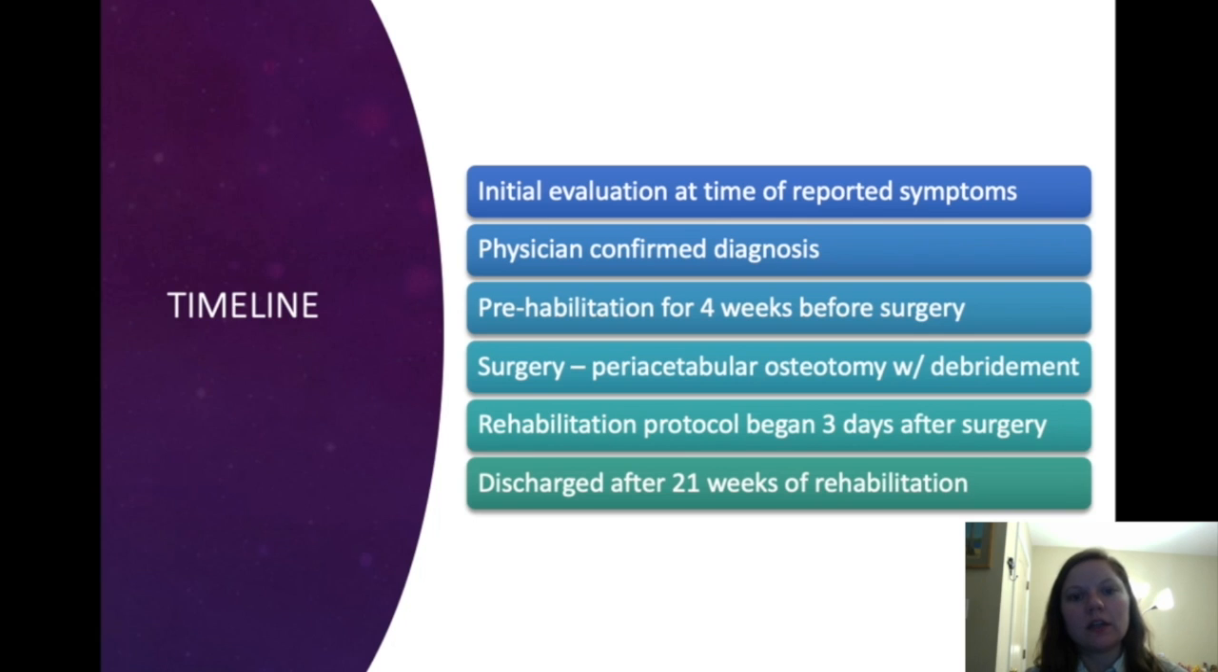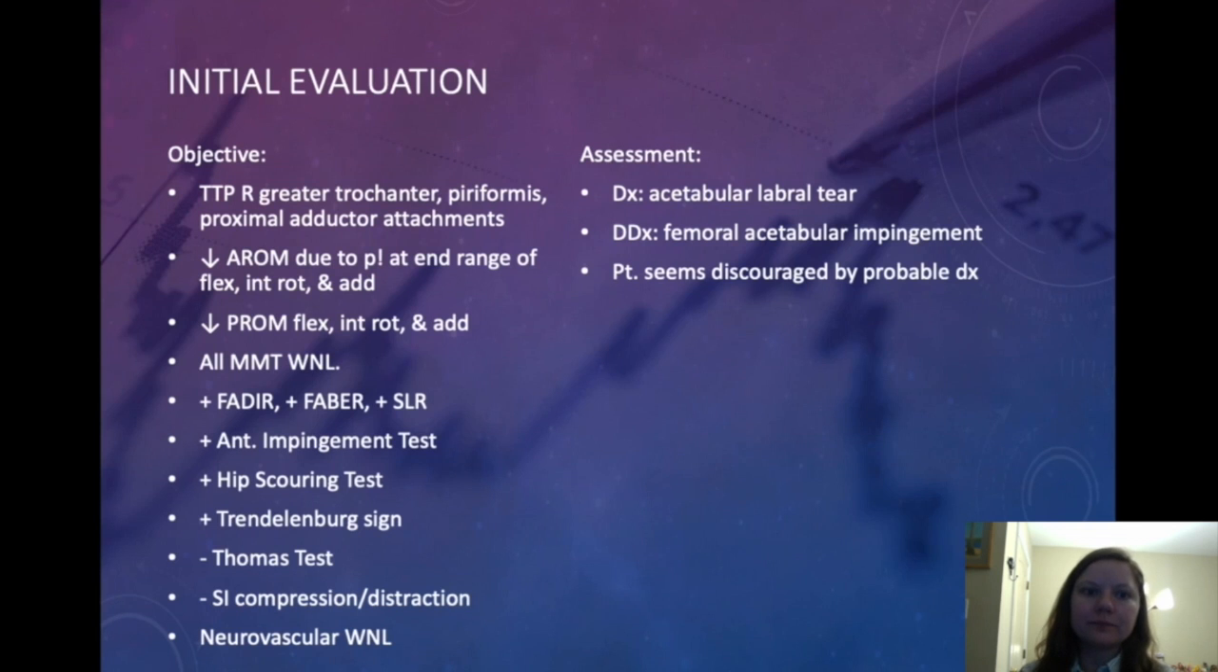We decided with the physician and the athlete and her parents to do prehab for 4 weeks just to get her as strong as possible and ready for surgery. The surgery was periacetabular osteotomy with labral debridement. The rehab protocol began 3 days after surgery with me, and then she was discharged after 21 weeks of rehab.